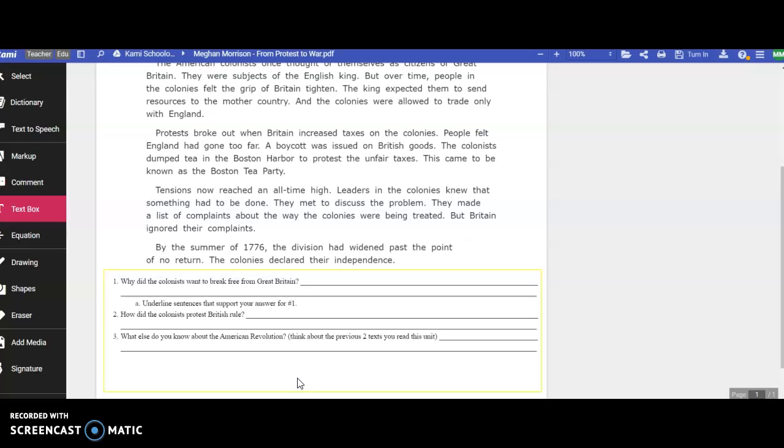As always, make sure you ask for help if you need it. Make sure you do underline sentences to support your answer. It's good practice in rereading and going back and proving that you did get your answer from somewhere. You didn't just make it up. Not that you would make it up, but proving your answer helps make sure you get the right answer, is what I'm trying to say.